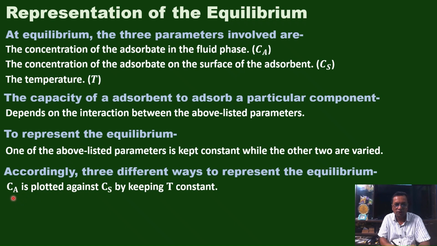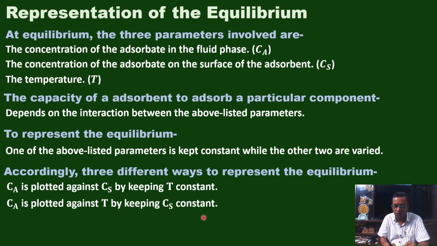First is, you can plot Ca against Cs. That is, concentration of the adsorbate in the fluid phase against concentration of the adsorbate on the adsorbent, by keeping T constant. Then what else you can do? You can plot Ca against T by keeping Cs constant. Concentration of the adsorbate in the fluid phase is plotted against temperature by keeping concentration of the adsorbate on the surface of the adsorbent constant.